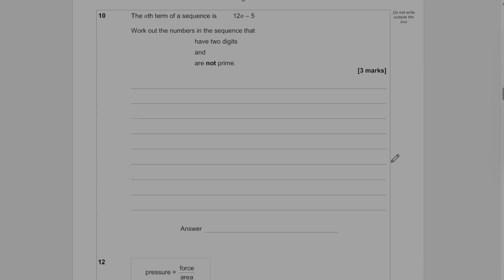Right, question 10. The nth term of a sequence is 12n minus 5. Work out the numbers in the sequence that have 2 digits and are not prime. Okay, so I think I'm going to list it.